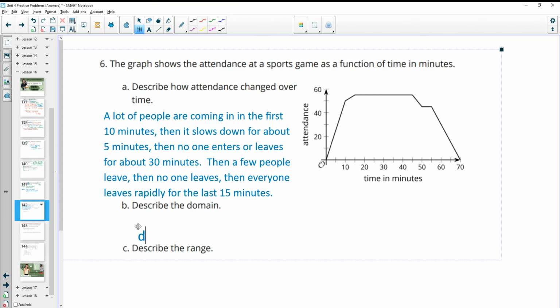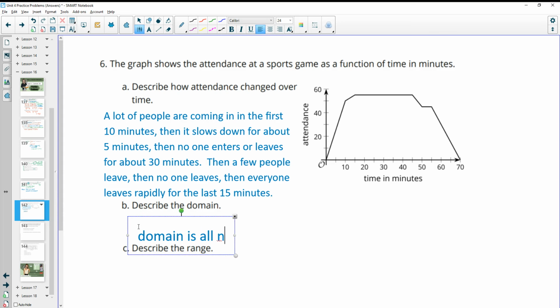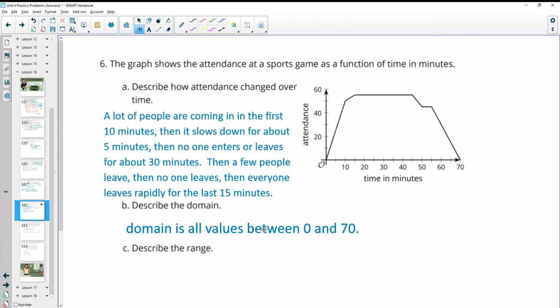Describe the domain. So the domain is the minutes, right? So the domain is all numbers or all values between 0 and 70. Okay, and we can have partial minutes. So that's why it's all values, not just integers or whole numbers.